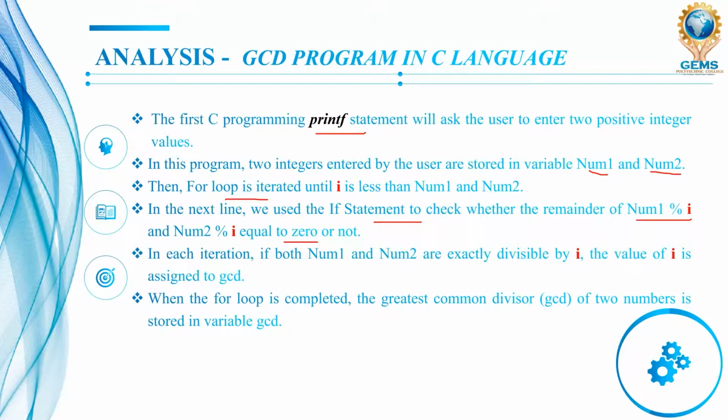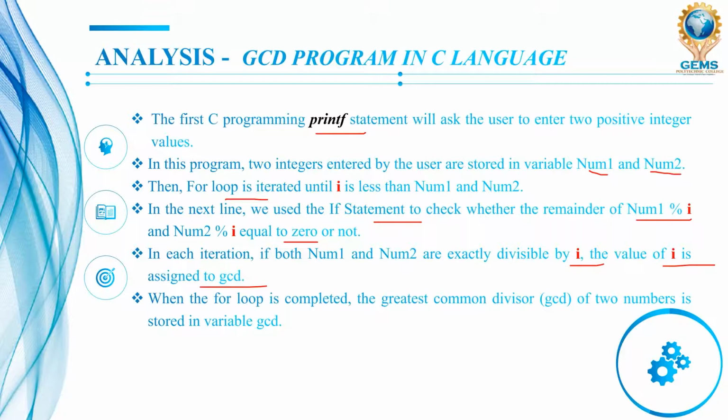This fifth point says that in each iteration, that means each time we check the for loop condition, the increment happens one after another, and that is called iteration. So in each iteration, if both num1 and num2 are exactly divisible by I, then I is assigned to GCD. So that I is assigned to GCD. That means GCD will get or store that value.